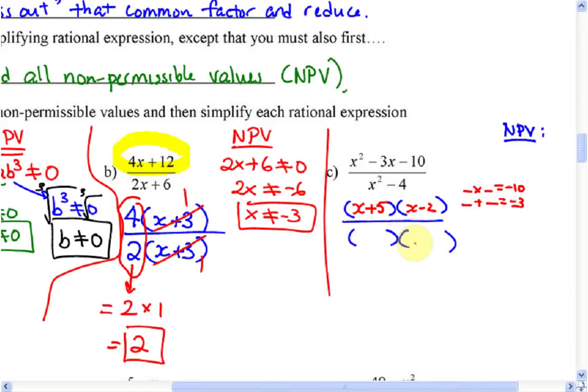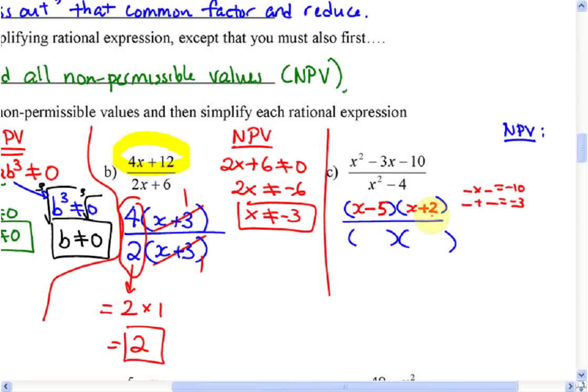No, it's x minus 5, x plus 2. Oh yes, thank you. Right, you want negative 3, so my apologies. X minus 5, x plus 2. Thank you. Okay, how about the x squared minus 4?